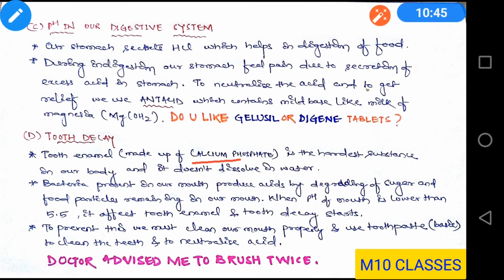Bacteria present in our mouth produce acids by degrading the sugar and the food particles remaining in our mouth. When the pH of the mouth is lower than 5.5, it affects the tooth enamel and the tooth decay starts. So what should be the prevention? To prevent this, we must clean our mouth properly and use toothpaste, which is basic in nature, to clean the teeth and to neutralize the acid.